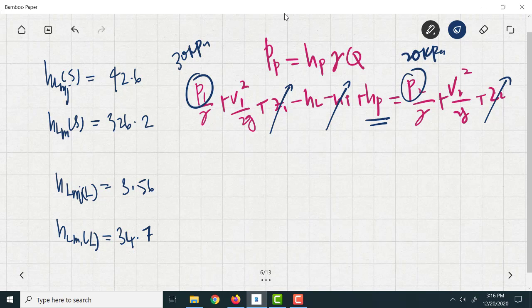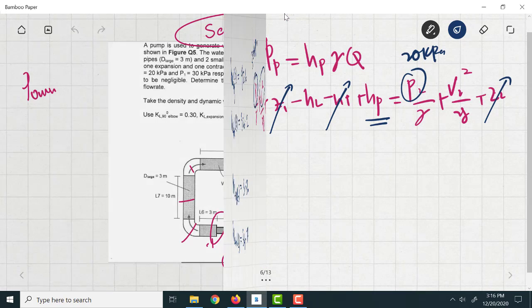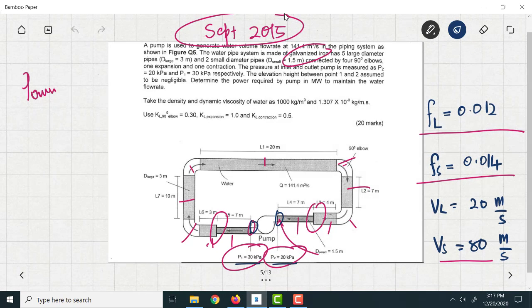Okay, V1, V2. You need to find the velocity at V1 and the velocity at V2. How to find them? Just use the Q equation. I think you already know the values of V1 and V2, and you can just neglect them, actually. V1 and V2 should have the same value.